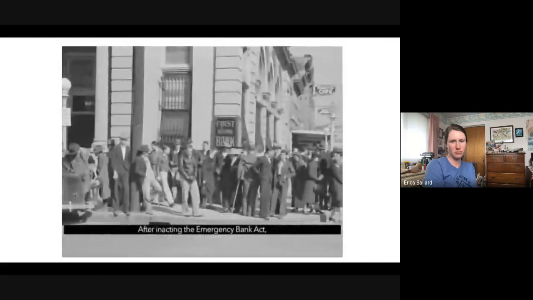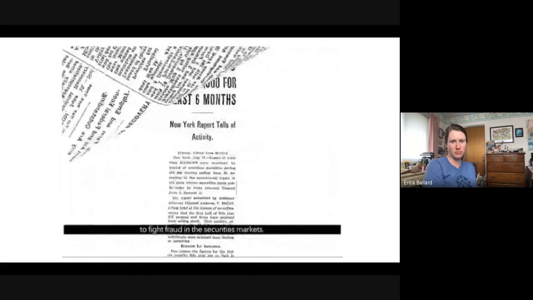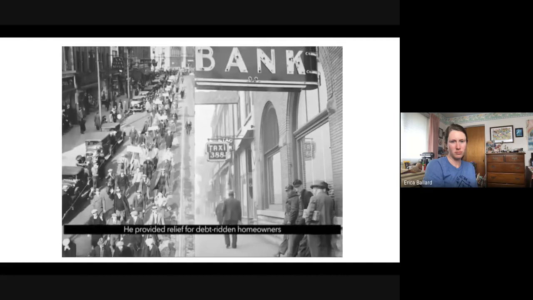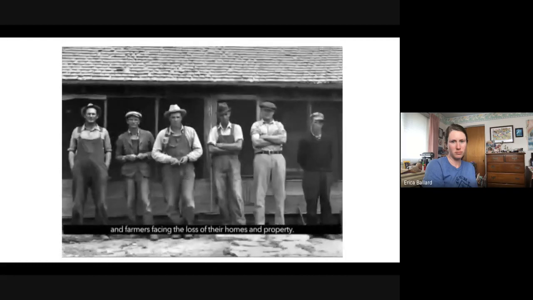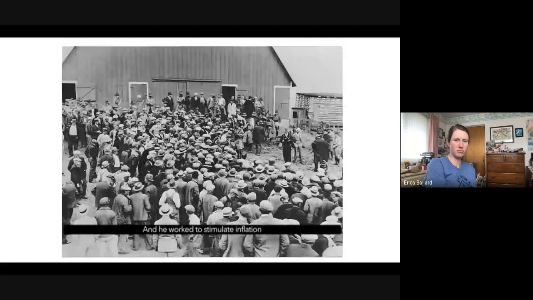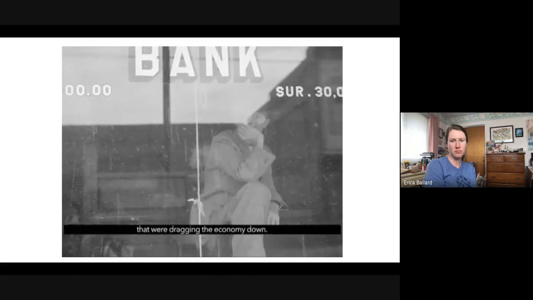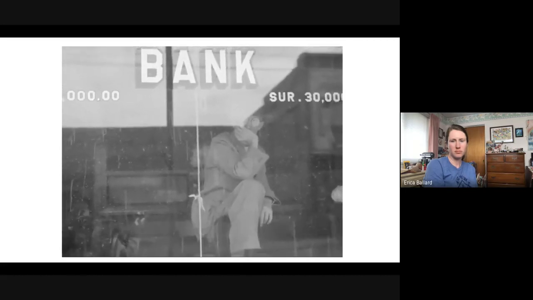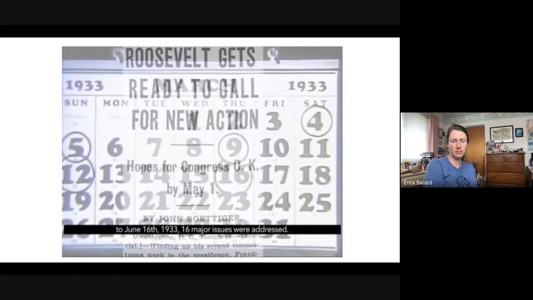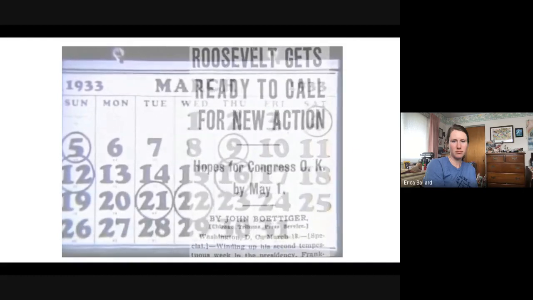After enacting the Emergency Bank Act, Roosevelt next pushed reforms through Congress to fight fraud in the securities markets. He provided relief for debt-ridden homeowners and farmers facing the loss of their homes and property. And he worked to stimulate inflation in an effort to prop up sagging prices and wages that were dragging the economy down. In the 100 Days of Action, March 9th to June 16th, 1933, 16 major issues were addressed.